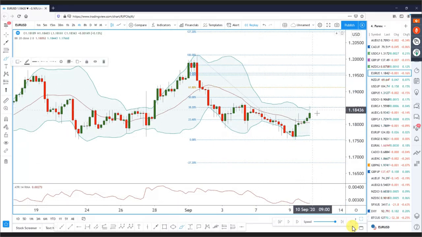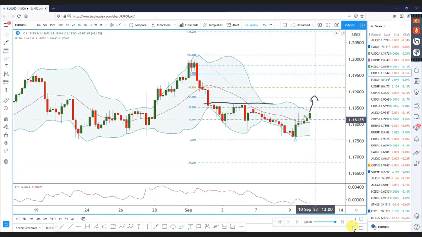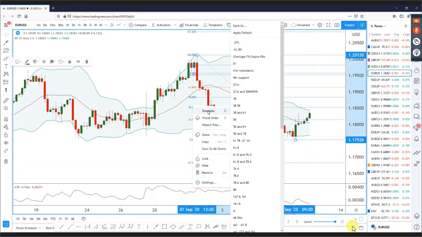Okay, so where would be a great entry? Maybe a break above all of this and a retest before going up. If not, it's a break underneath the lower band as well and a retest before continuing down. So let's see what price does. I'm going to leave my 38 and 0 there.